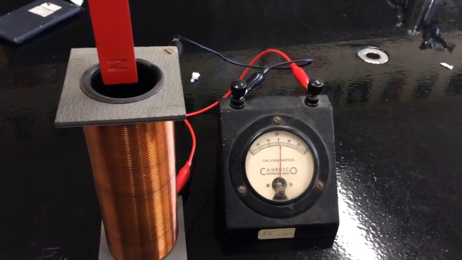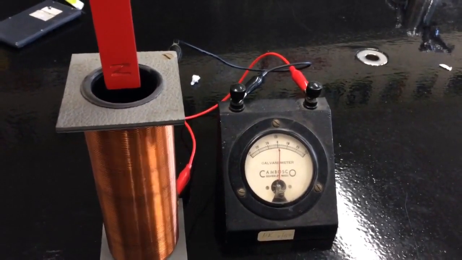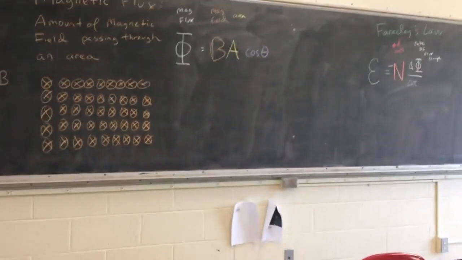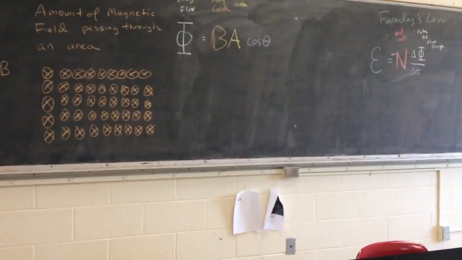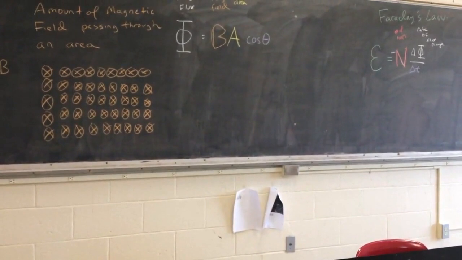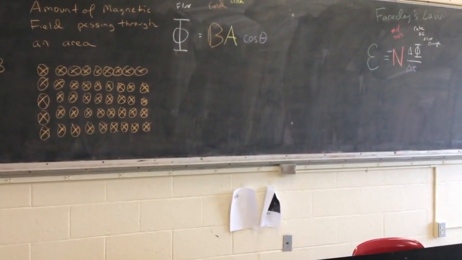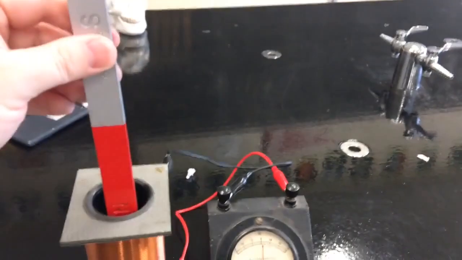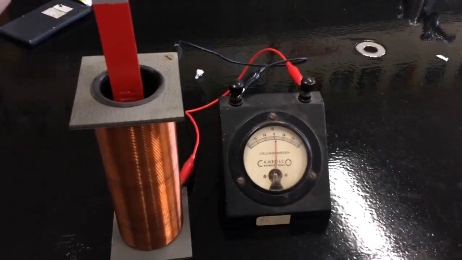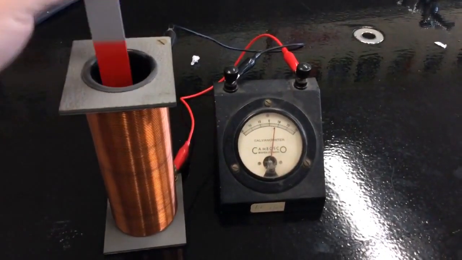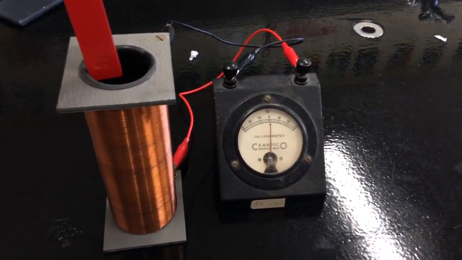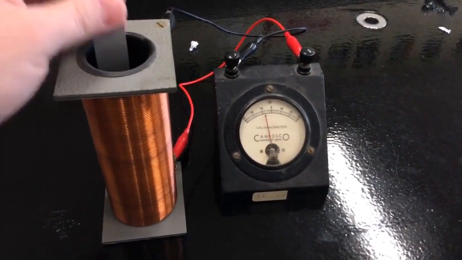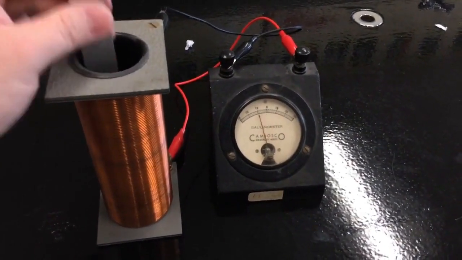Let's change the flux at different speeds. Obviously, I can't really change the strength of the magnetic field. I've got one magnet. I can't change the area of the coil. But what I can do is I can move the magnet in and out faster. When I go relatively slow, notice that I don't get large currents. But when I move faster, I get larger and larger currents.